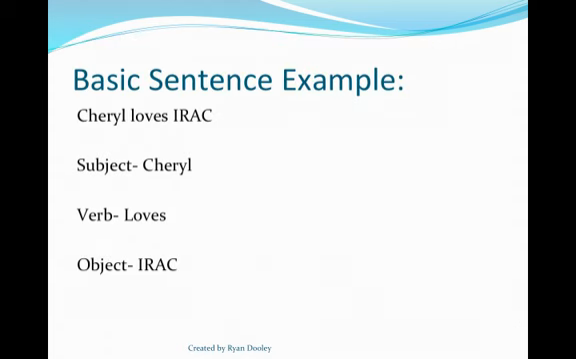So, a basic sentence example. Cheryl loves IRAC. In this sentence, Cheryl is our subject. The verb or the action is loves. And what is the object of her affection but the IRAC, the issue, rule, application, conclusion philosophy for legal writing. Basic sentence, and this is in active voice.